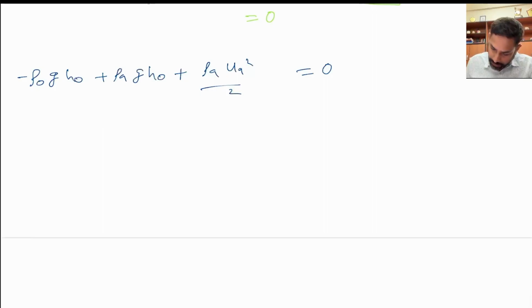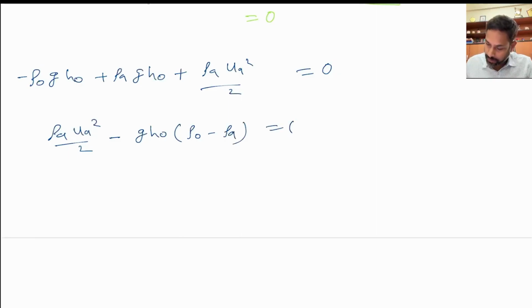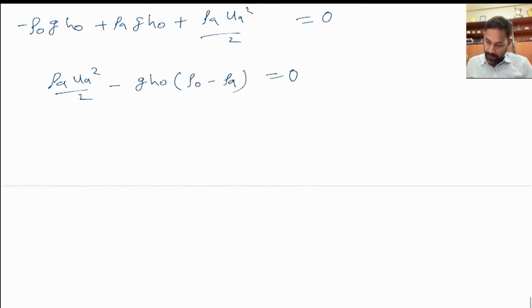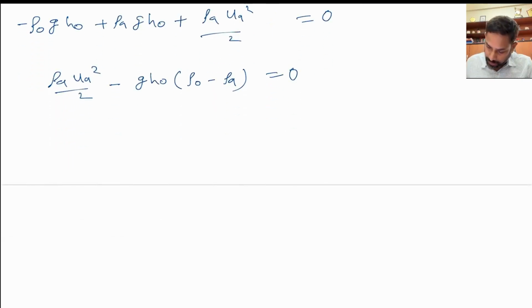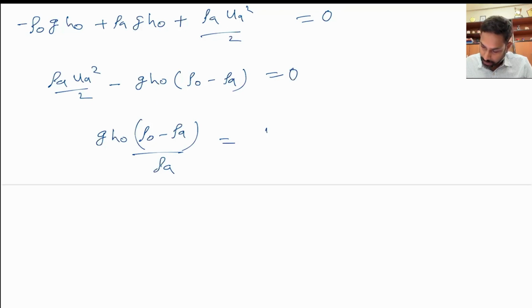All right, and what do we get here? So this, let's write here as u a square by 2 plus g h naught times rho naught minus rho a is equal to 0, and we can pull one term to the other side, so this becomes g h naught times rho naught minus rho a, and we'll divide it by rho a, so that becomes u a square by 2. Okay, this is the simplified equation.